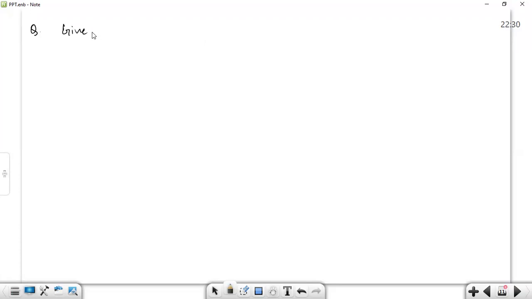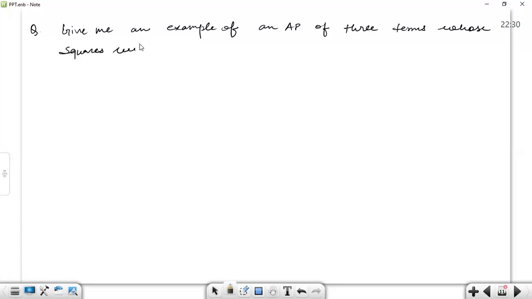Give me an example of an AP of 3 terms whose squares will also be in arithmetic progression. Can you think of any 3 numbers whose squares are also in arithmetic progression?